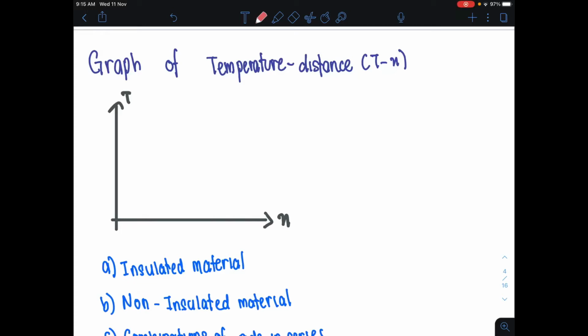Hi, so we're going to continue with our next part of chapter 12.1 here, which is to discuss the graph of temperature versus distance. So for the graph of temperature versus distance, we're going to look at the graph of obviously temperature versus distance here.